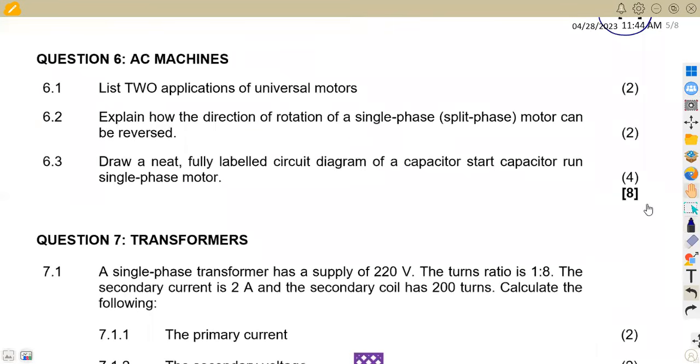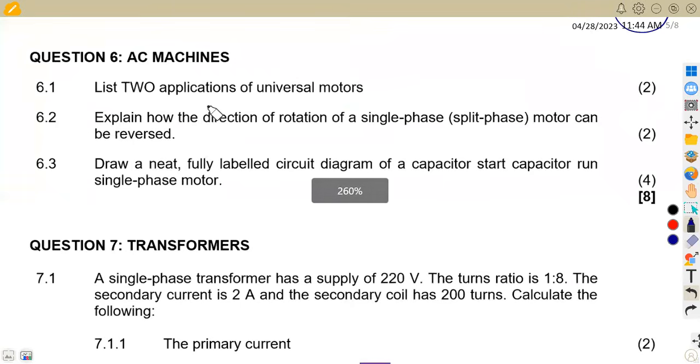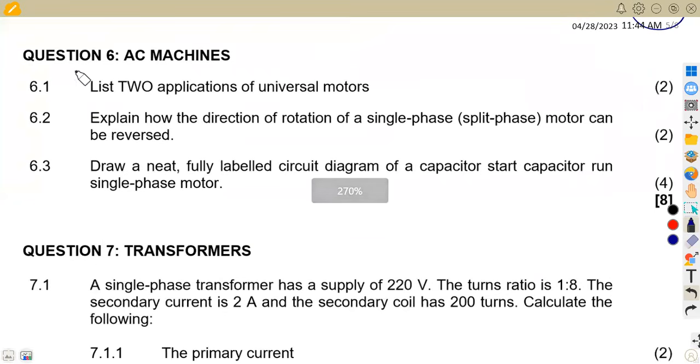On AC machines also, we are asked to list applications of universal motors. What are the applications? Where exactly are we going to have these universal motors? In this case, we are given the application. Let me go back to this part so that you can see. I can't see this part of the screen, so let me just show it back.